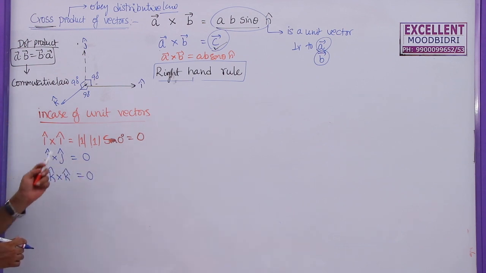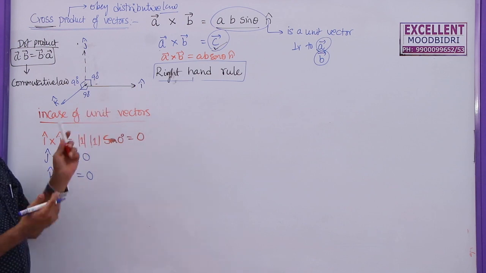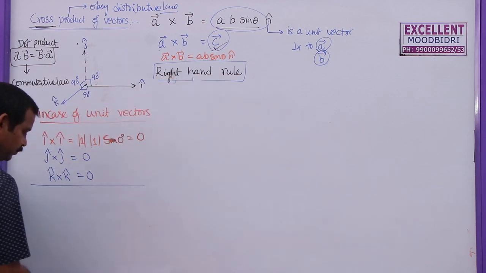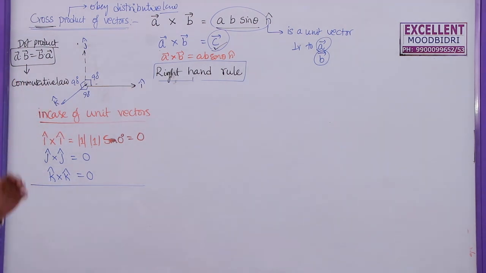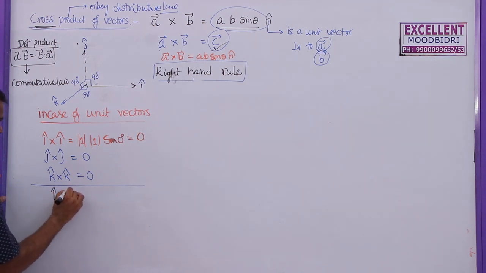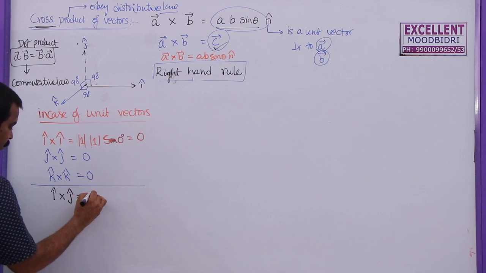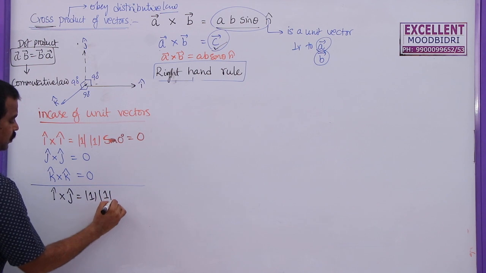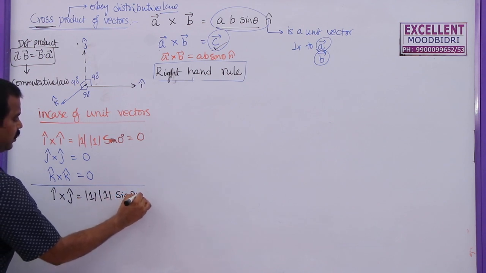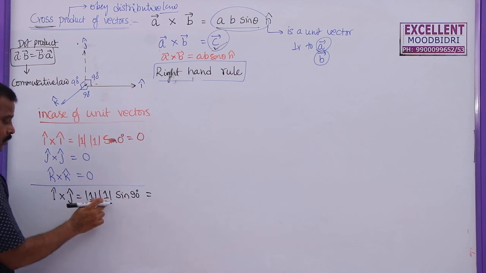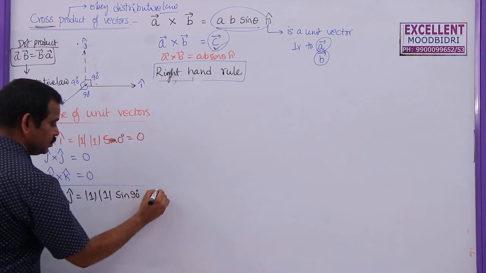That means if you multiply I with I, as the angle between these two is 0, sin 0 is 0. Now, the next one, if you multiply I with j, what are you going to get? I cap cross j cap is equal to the magnitude of I, that is 1, the magnitude of j, that is 1, and the angle between I and j is 90. So this is 1 into 1, 1 into sin 90. So this will be 1.